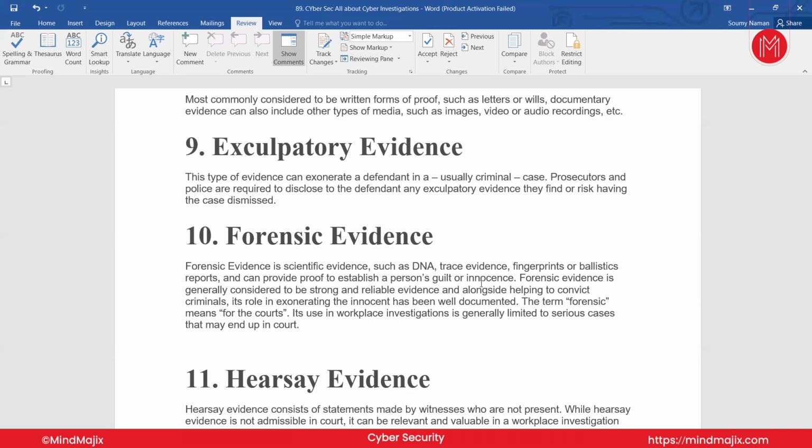The term forensic means for the court. Its use in workplace investigation is generally limited to serious cases that may end up in court only.